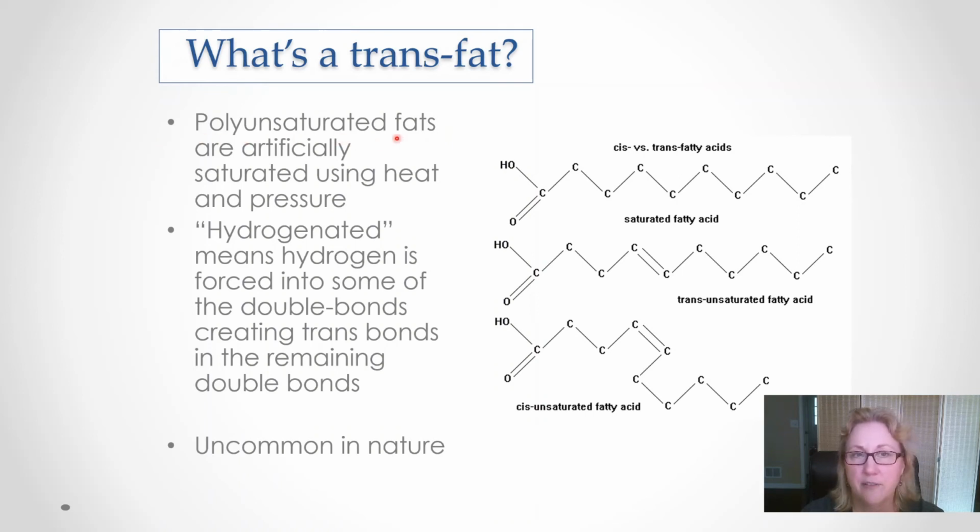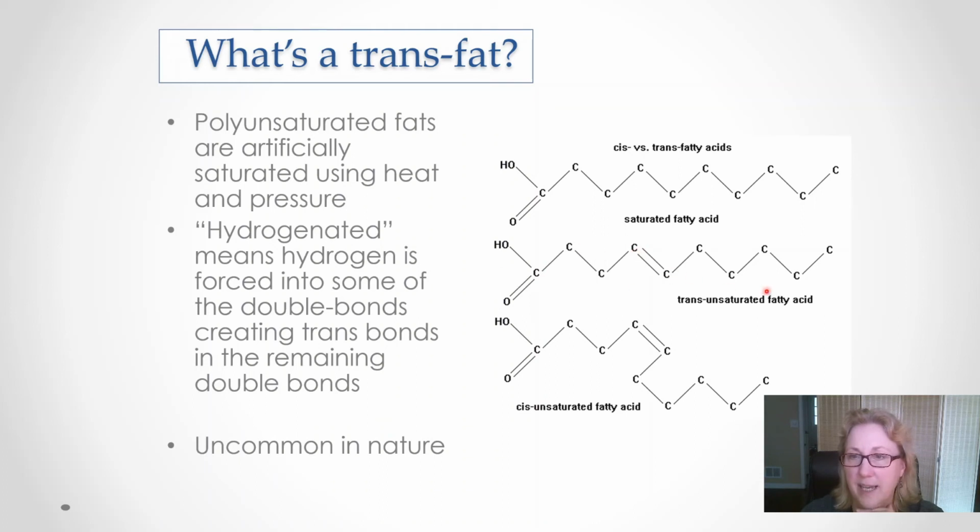Polyunsaturated fats, so these are fats that have lots of double bonds, at least two in each fatty acid. You can artificially saturate some of those double bonds by heating them up and putting them under pressure. And this will blow some of the double bonds. And what you end up with are these trans fatty acids.